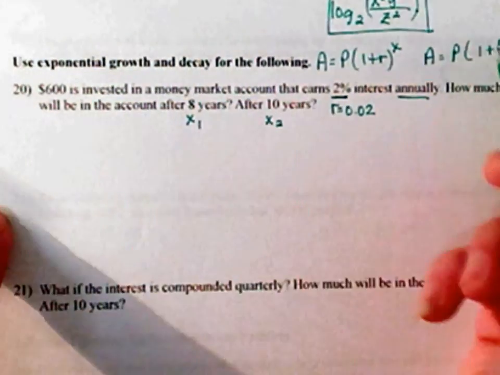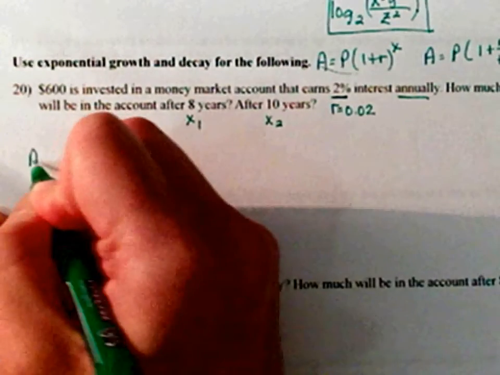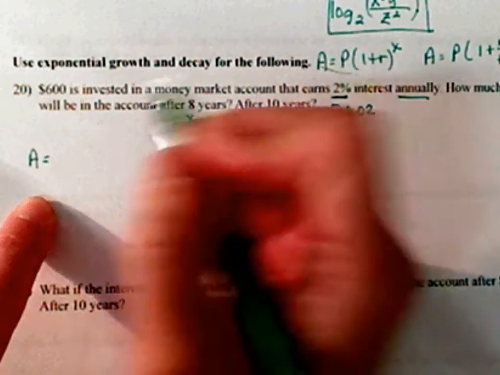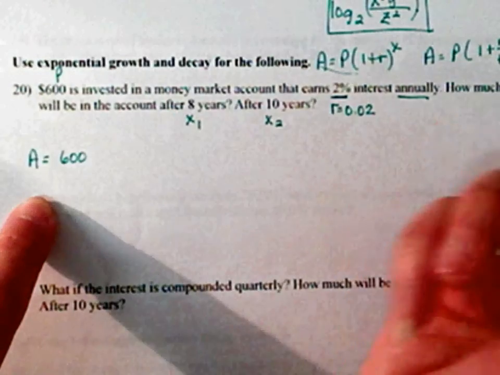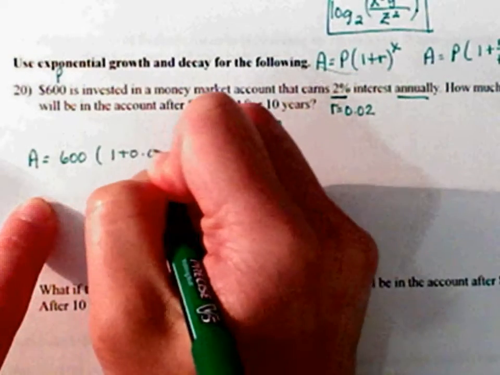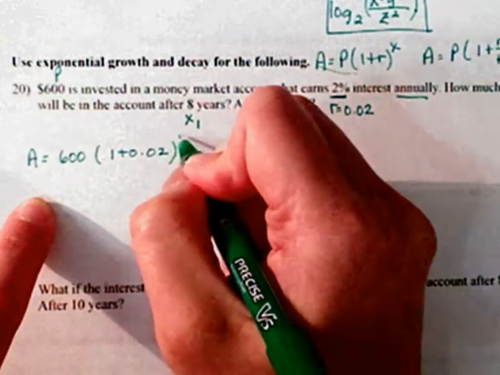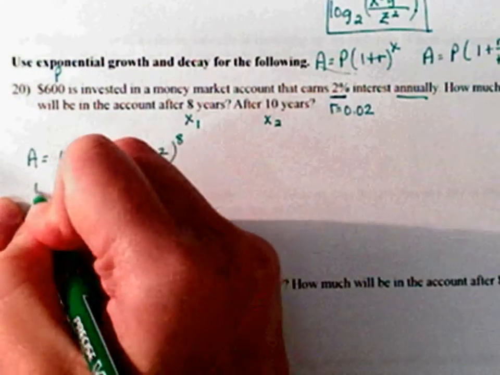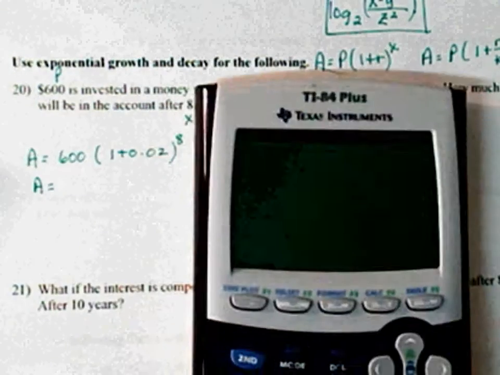So which one of these formulas am I going to use? I'm going to use this one. So A is equal to your principal. So what did you start off with? 600. That's your initial amount. 1. It's earning 0.02, 1 plus 0.02, for 8 years. So how much money are you going to have in 8 years? Well, all you have to do is just type that into your calculator.